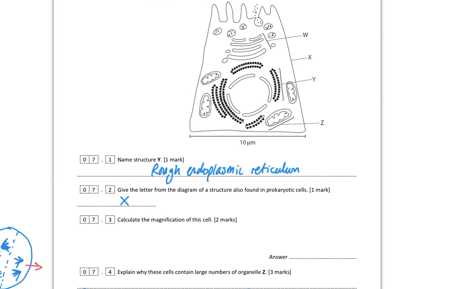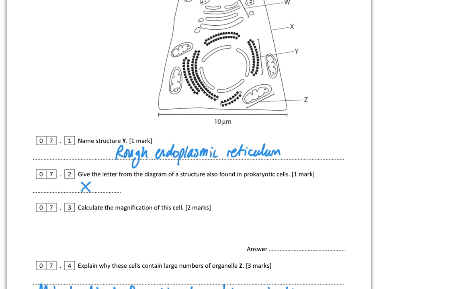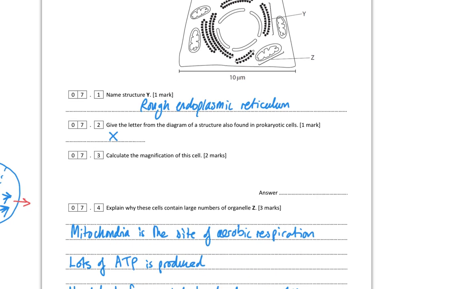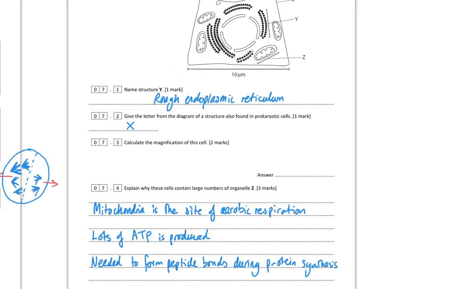RER, X. I know it says also, a cell membrane is a structure, so it is X. I've not done 7.3 because I can't measure on this iPad, but you should be measuring the scale bar in millimeters, multiplied by 1,000, and then divide by 10. Nice and easy.